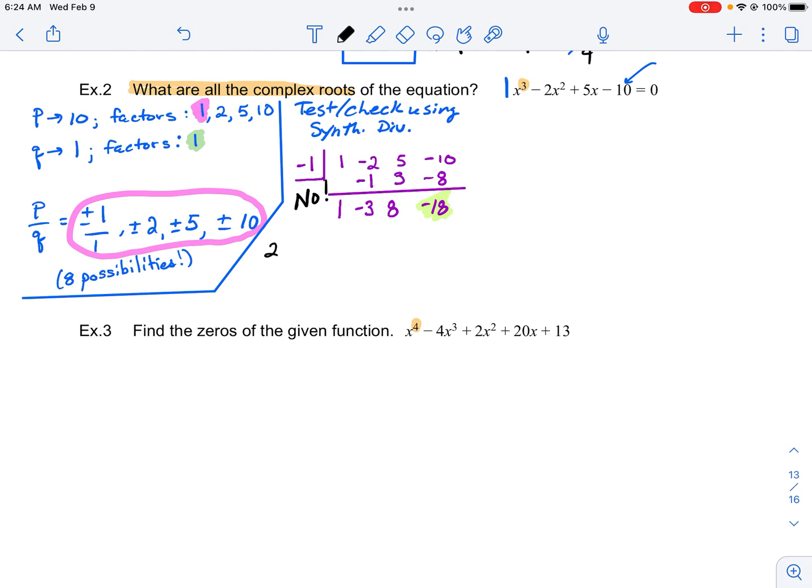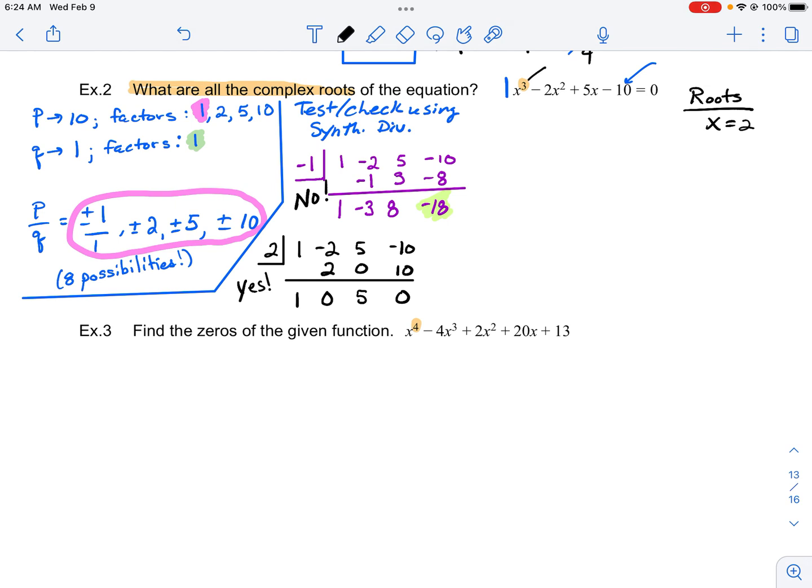I'm going to choose 2 this time. And you're welcome to test any values that you want until you find one that works. So again, we'll use 1, -2, 5, -10. And so walk yourself through that process. Aha! This time we do have a 0 at the end. That means that 2 does work as a factor. It is a root. So right now, we have x equals 2 as a root.